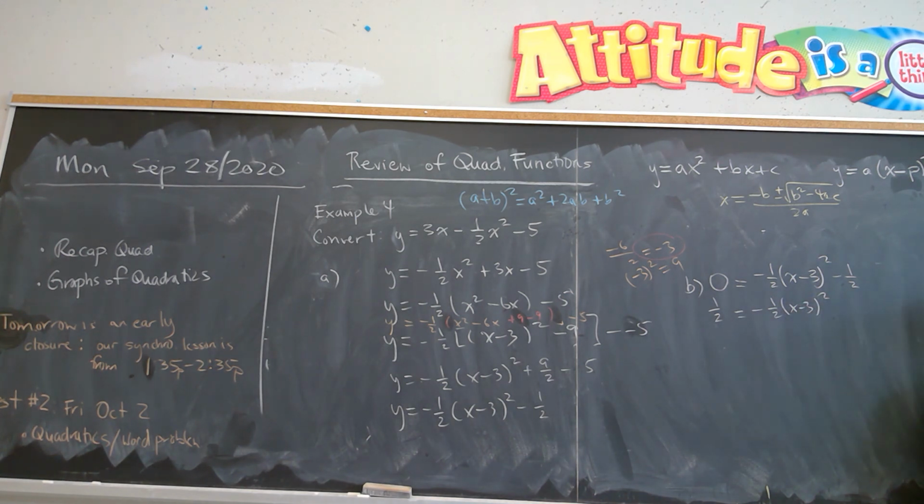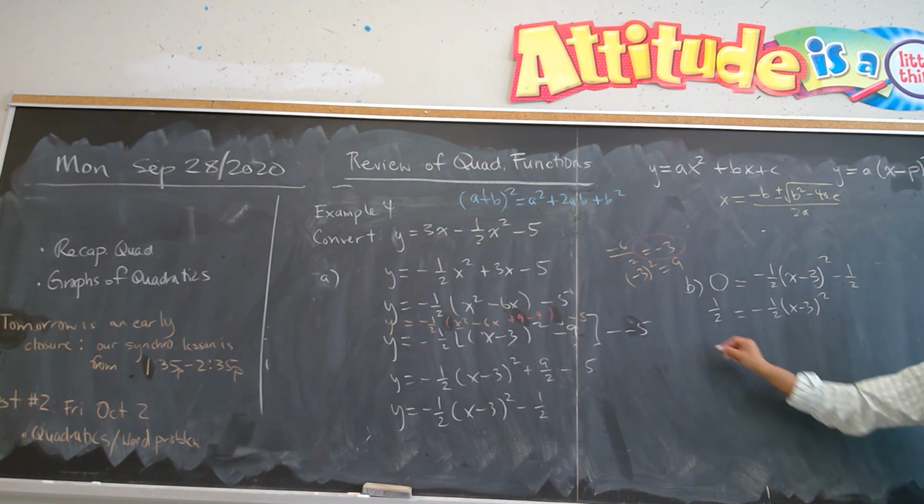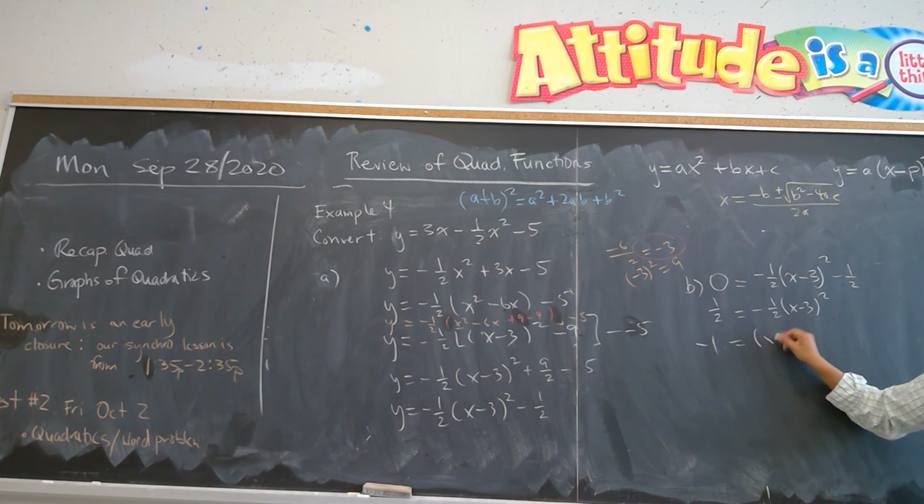Do you want to keep on going now? So then you would divide both sides by negative 1 over 2. Sure, I would do that too. Again, notice he's trying to get rid of the negative half. If you divide both sides by negative half, you're going to get negative 1 is equal to (x minus 3) squared. Should I keep going? Sure, why not?